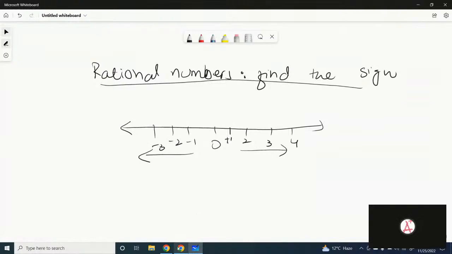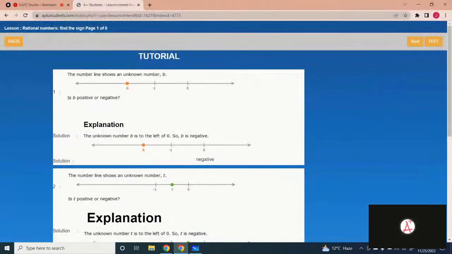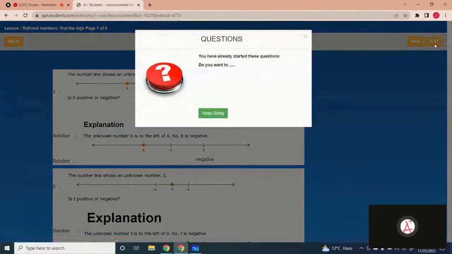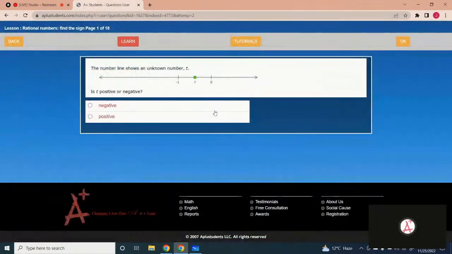So just look at the position. B is at the left side of the zero. Here is zero, and here is the left side. So that means B is negative. Got it? In this case, B is negative, not positive. If the number is at the right hand side of the zero, then it is positive. Okay. The number line shows an unknown number t. Is t positive or negative? So is t at the right hand side of the zero or left hand side of the zero?